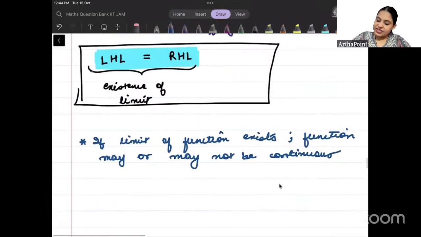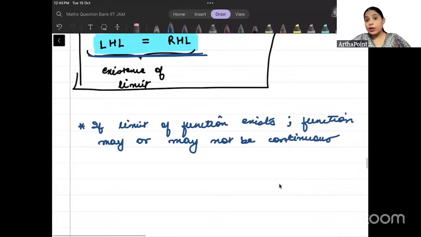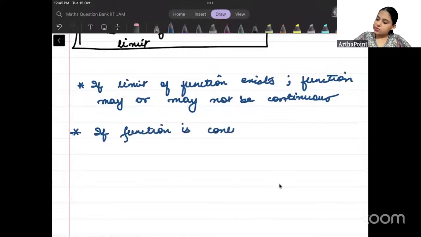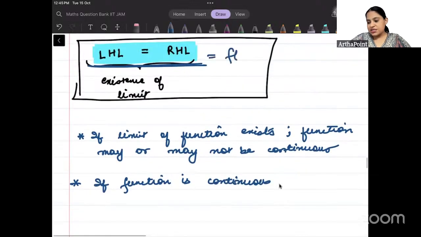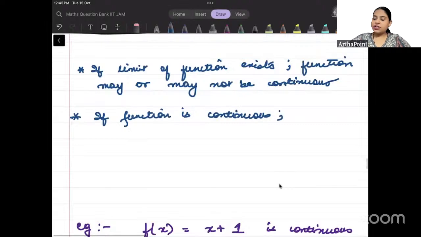अगर ये limit exist करता है तो continuity guaranteed नहीं है. It does not mean that the function will be continuous, right? But if the function is continuous, continuous means that this entire condition has been satisfied. So now that the function has become continuous, we are sure that the limit definitely exists.